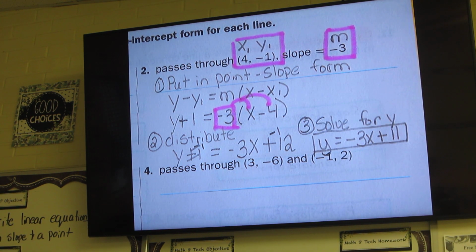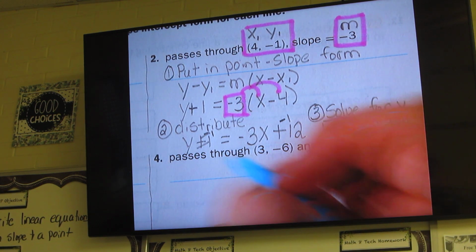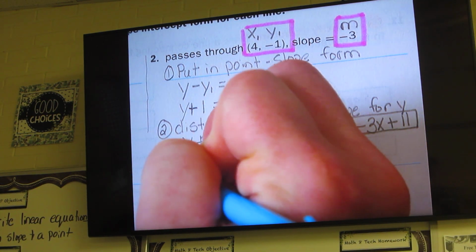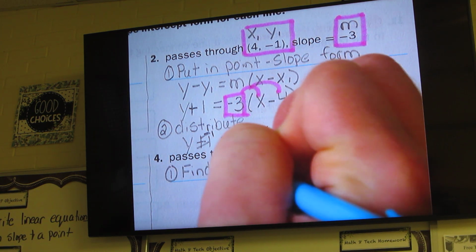Okay, now looking directly down here at number 4. You notice 4 and 2 are different, because in number 2 they give me the slope. In number 4 they do not. They give me 2 points. So what that means is I have an extra step in number 4 than I did in number 2. So in number 4 I have to actually find the slope. So my first step is going to be find slope.